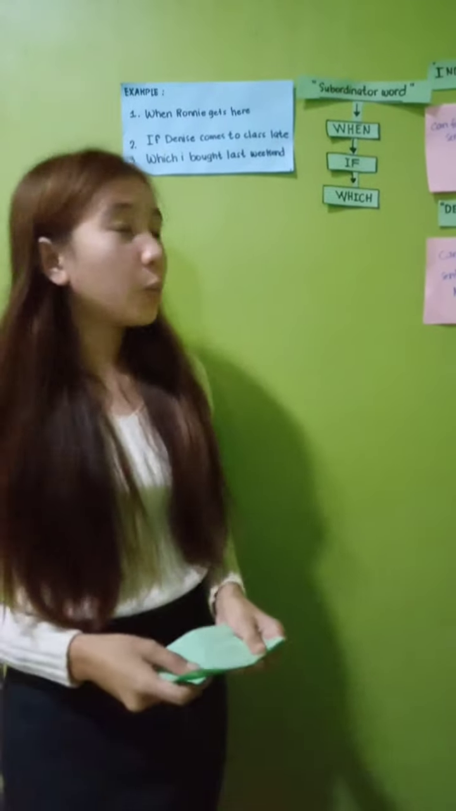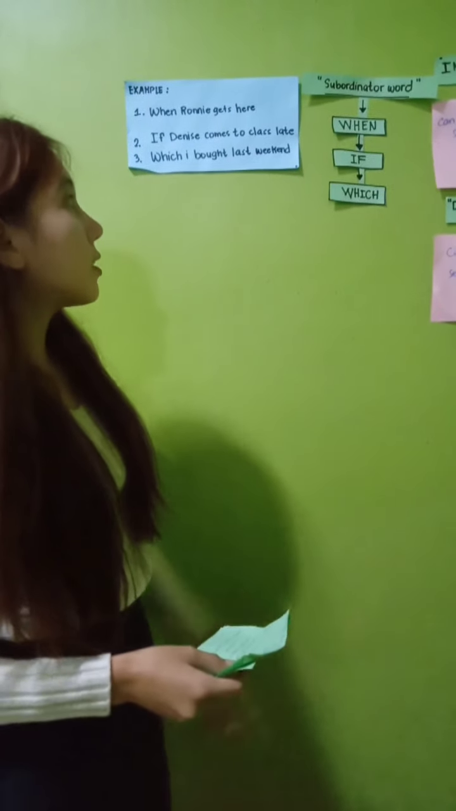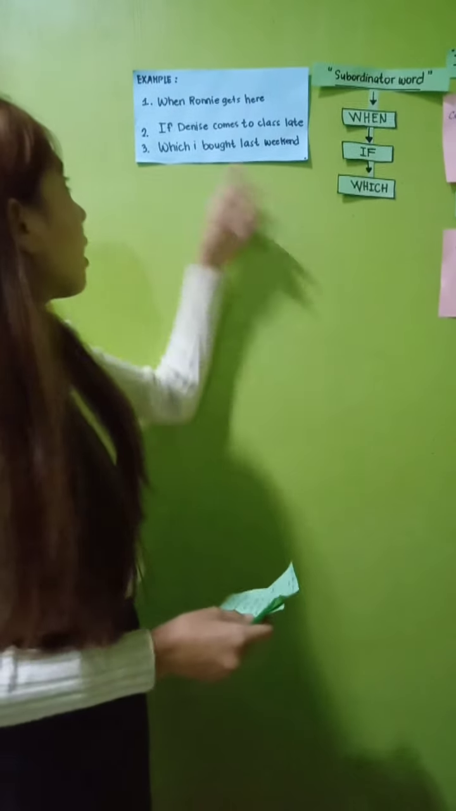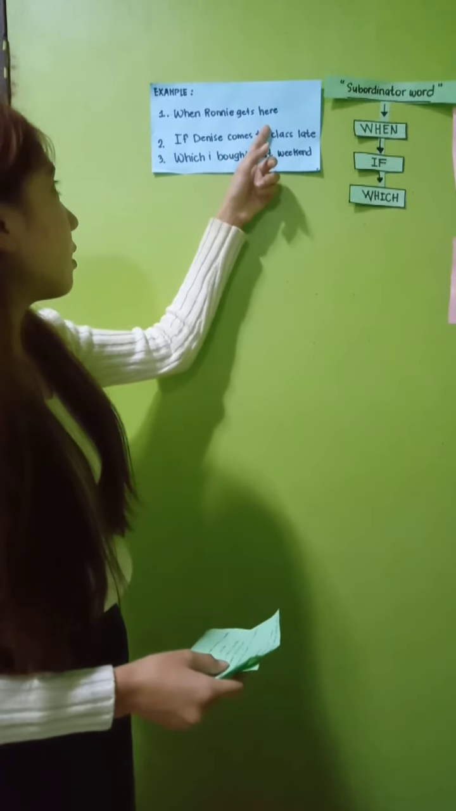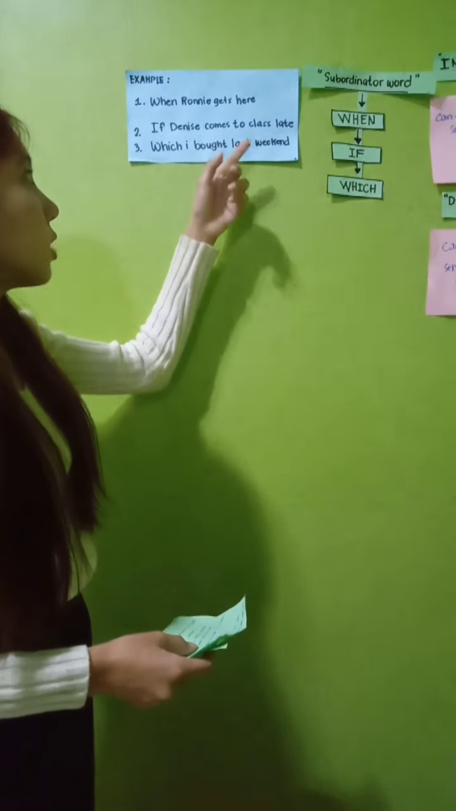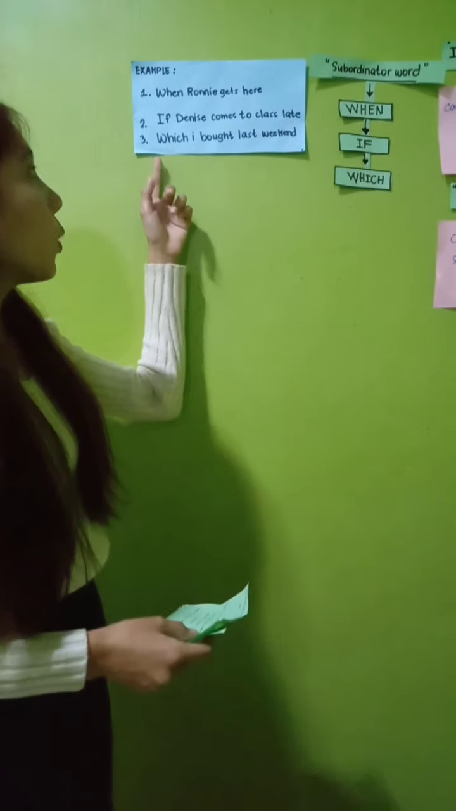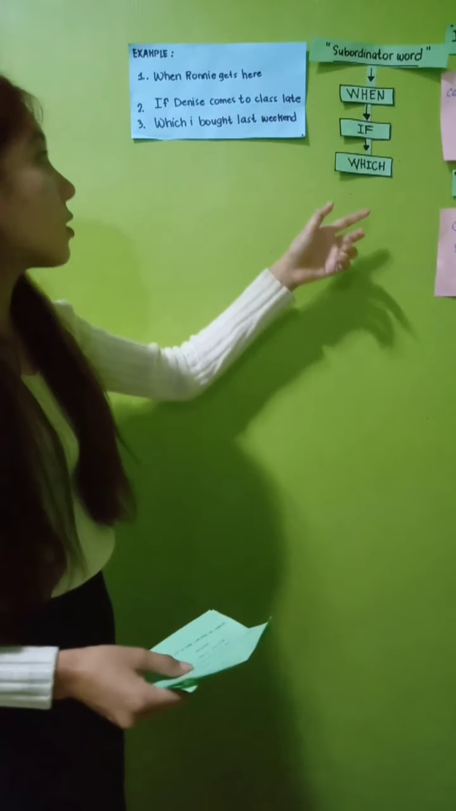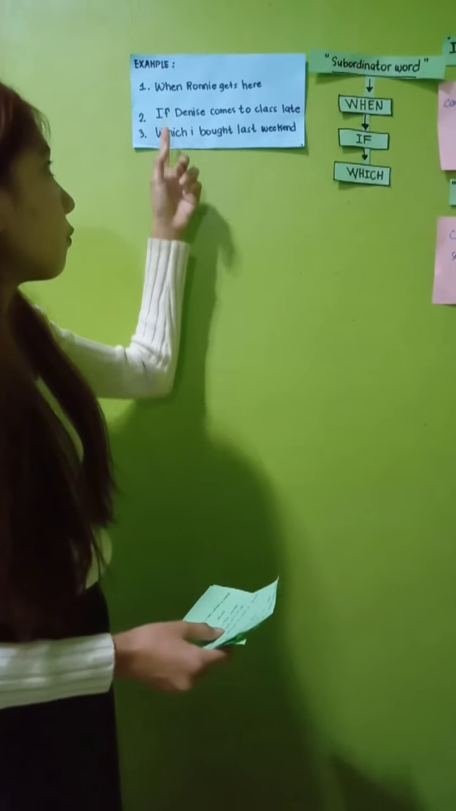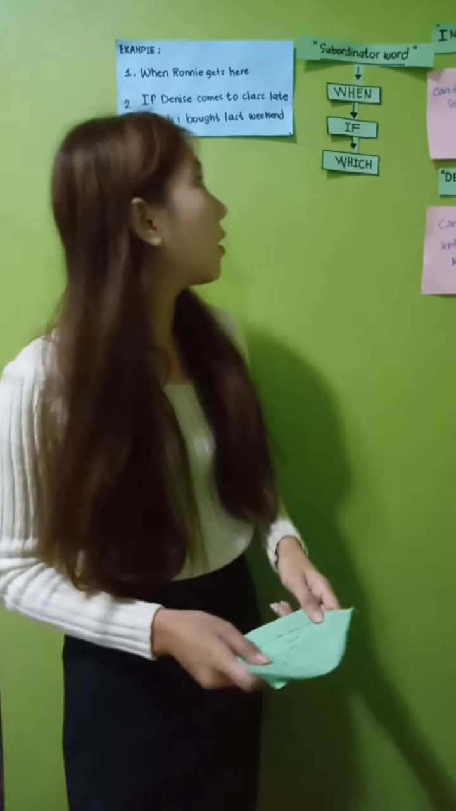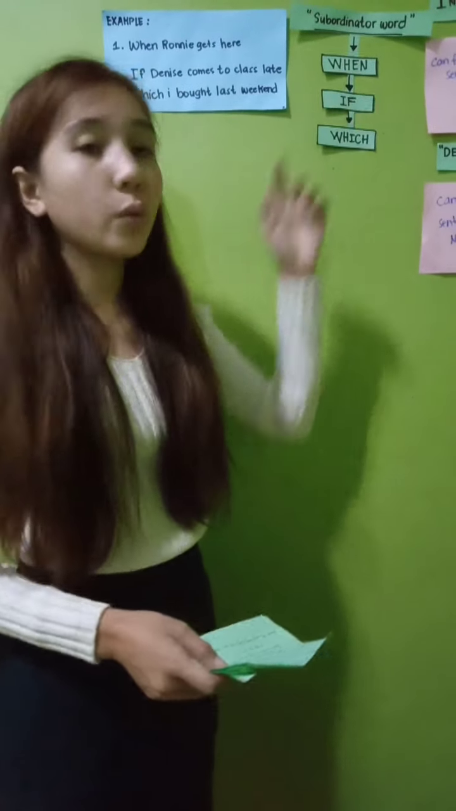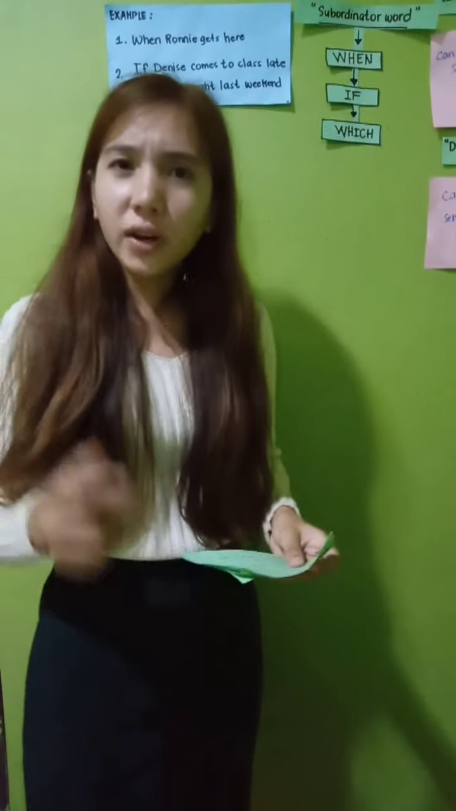As I said a while ago, these subordinating words are when, if, and which. So look at the examples. Number one, when Ronnie gets here. Number two, if Dennis comes to class late. And number three, which about last weekend. You can see the subordinating words start the sentences: when, if, and which. Always remember that dependent clauses always start with these subordinating words. So let's recognize the independent clause.